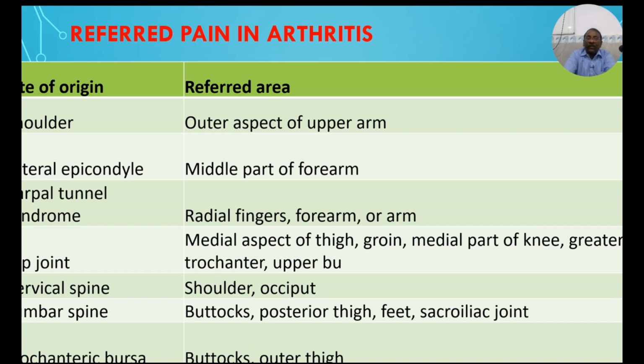Cervical spine: shoulder and occiput. Lumbar spine: buttocks, posterior thigh, feet and sacroiliac joints. Trochanteric bursa: the buttocks and the outer thigh. So depending on these referred areas, you can know the site of origin of these pains.